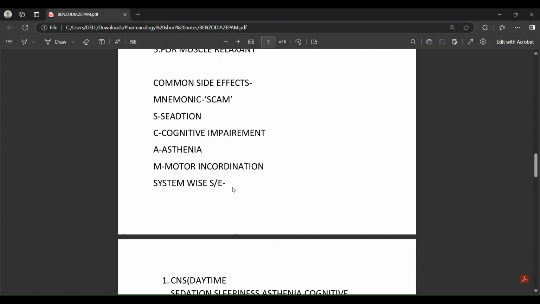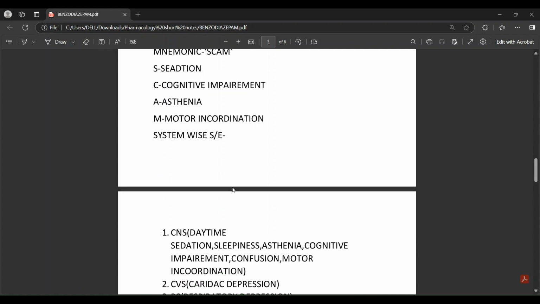tolerance, and withdrawal symptoms. Common side effects of barbiturates and benzodiazepines are physical and psychological dependence, first, and second, withdrawal symptoms. Those are the main things: dependence, tolerance, and withdrawal symptoms.